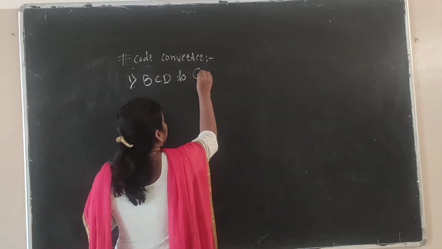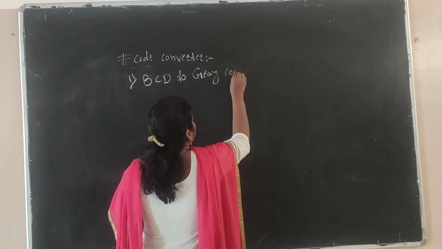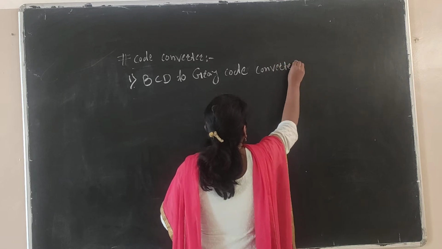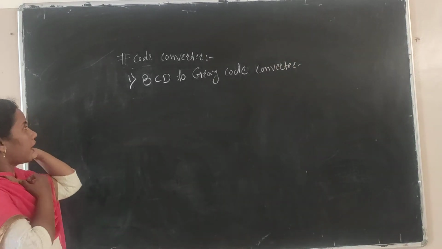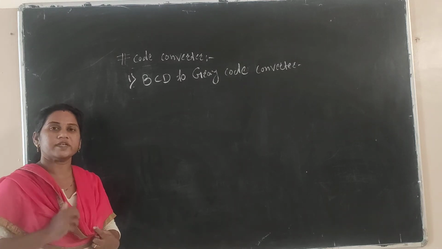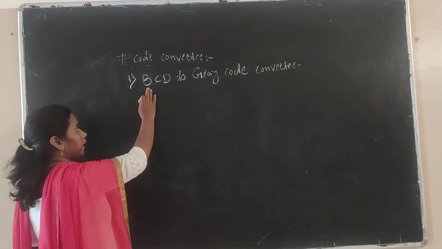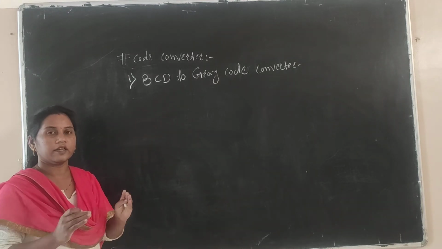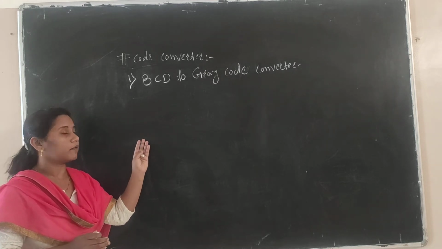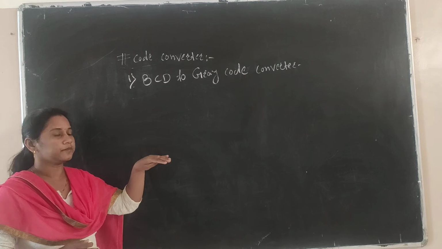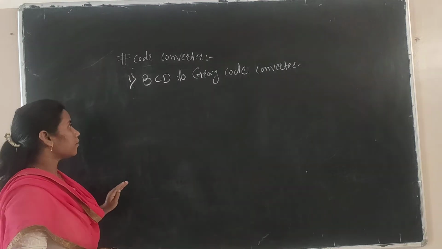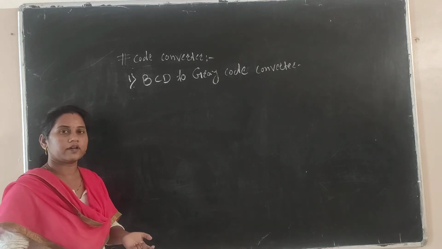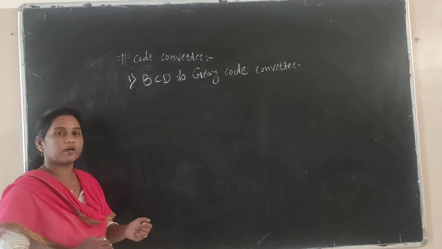BCD to gray code converter. At that time we must know what a BCD is. BCD is nothing but a binary coded decimal. In that we have the numbers 0 to 9 in binary, and that binary number 0 to 9 we have to convert into gray code. In some particular applications we require a gray code. That's why we must know how to convert the binary BCD number to the gray code.